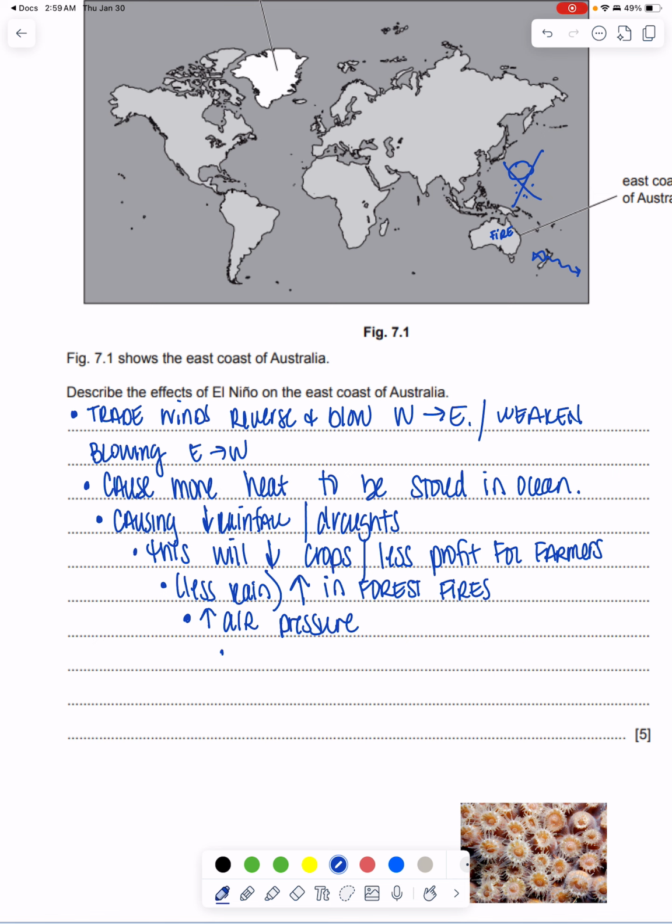Higher air pressure results in less tropical cyclones. Again, that's a hurricane or a typhoon. They don't call it hurricanes in the Pacific Ocean. It's a typhoon. A tropical cyclone is what you would call a hurricane and a typhoon. But hurricane and typhoon are just dependent on what ocean they're in. Okay, these are all because of less rain.